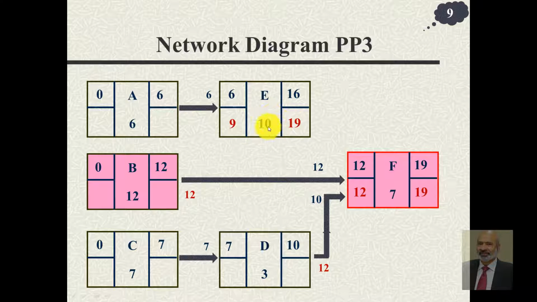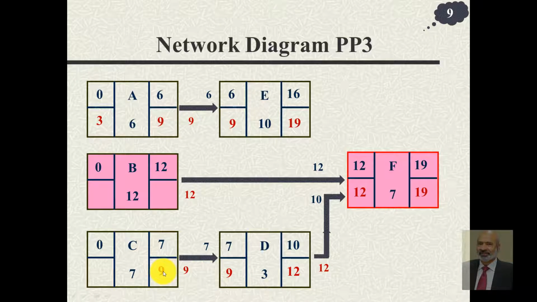Then 19 minus 10, the latest it can start is time 9. This time 9 comes here. This 9 is written as the latest finish time of activity A. Subtract 6 from it, you get the latest start time of activity A. Then this 12 is written here, you subtract these 3, you get 9 here, you also write 9 here.